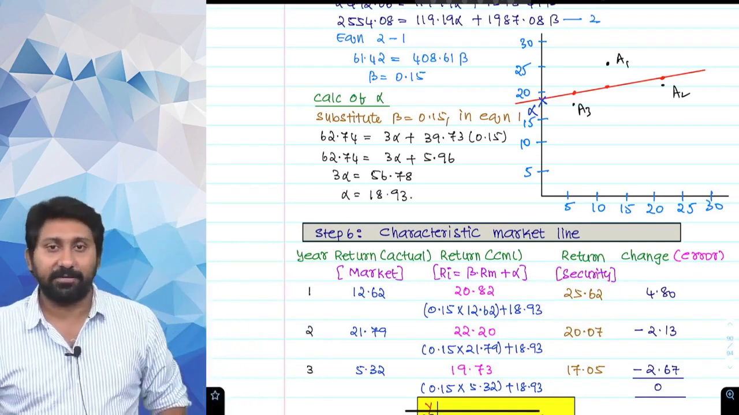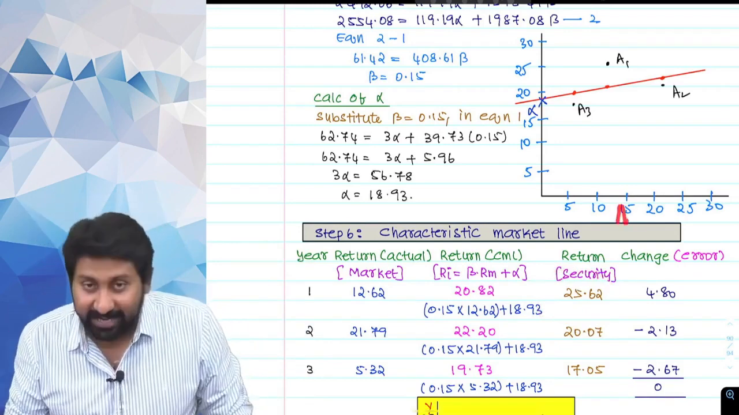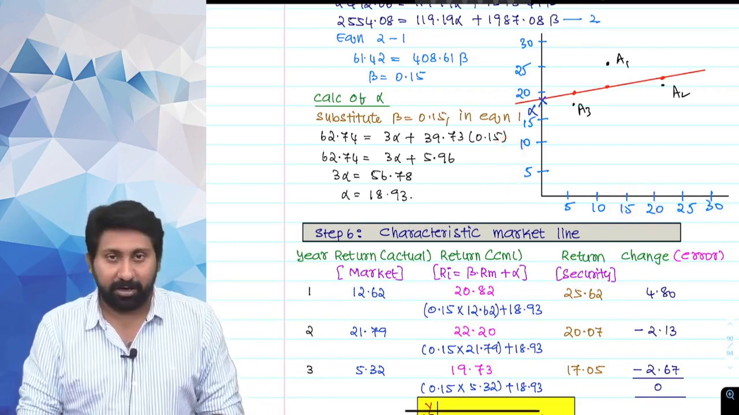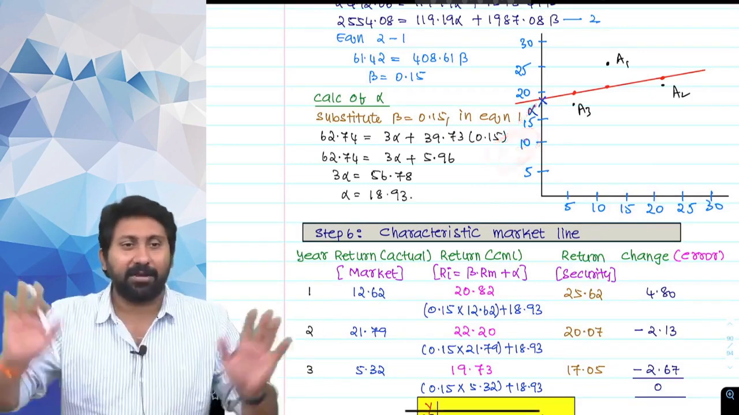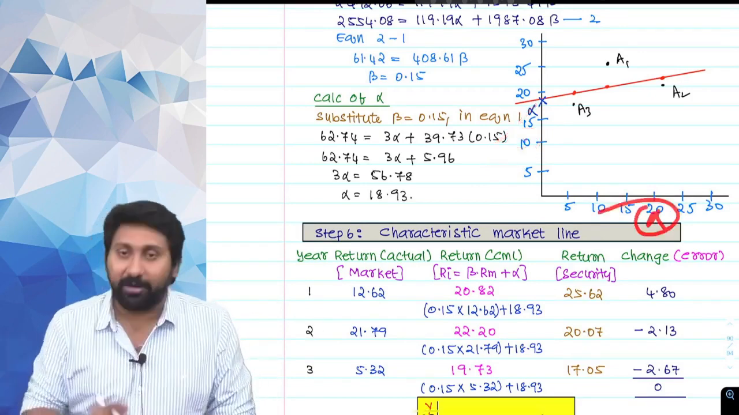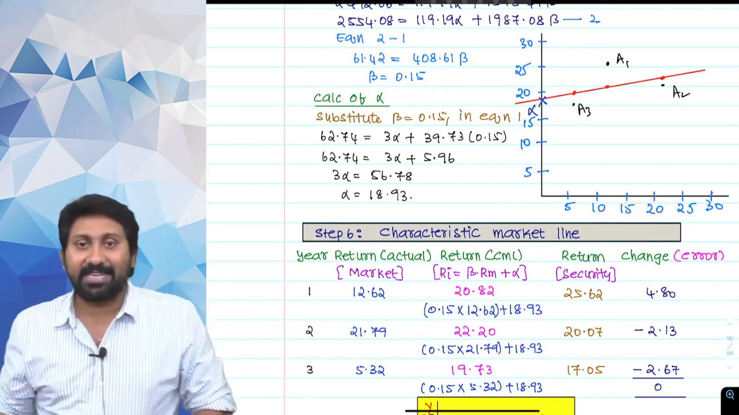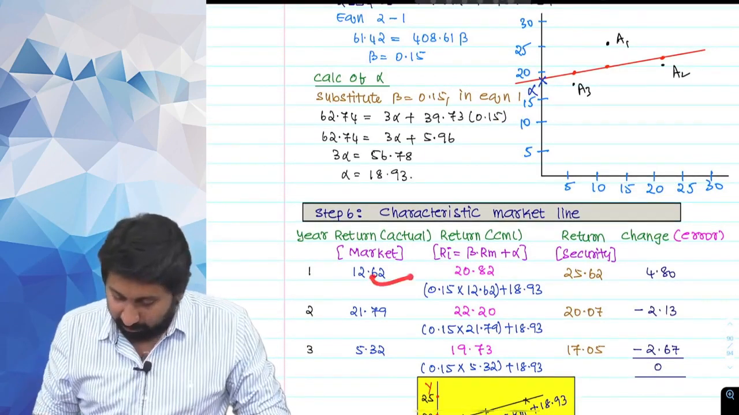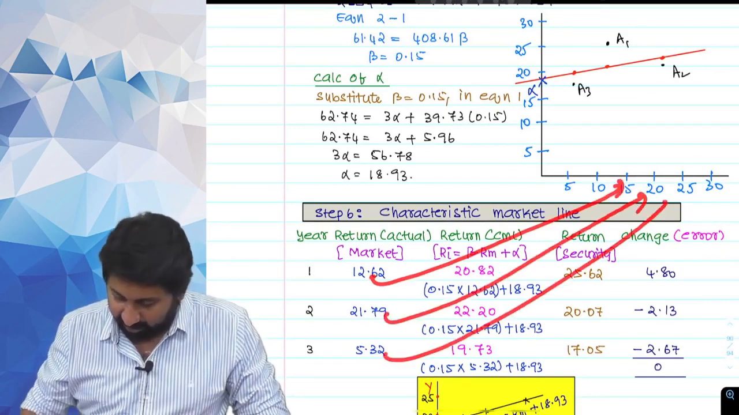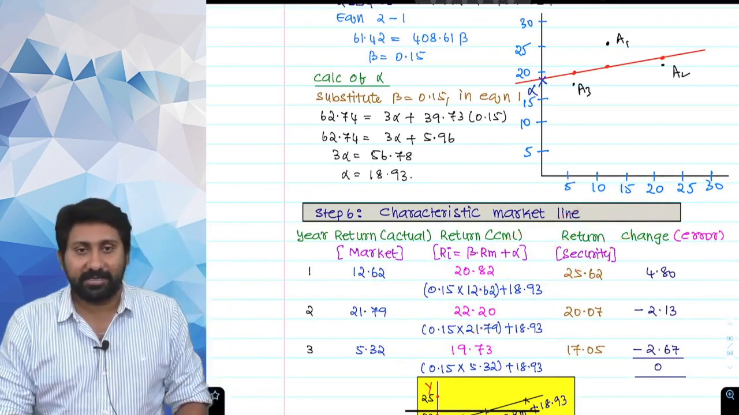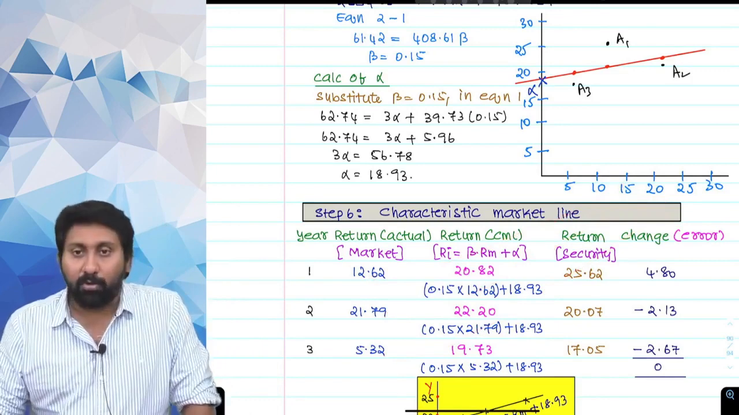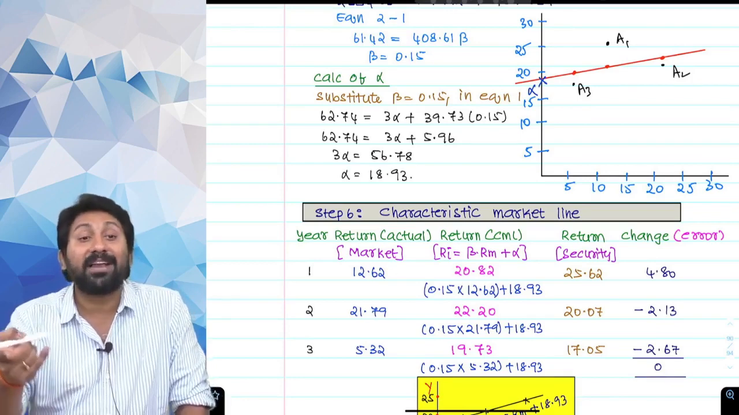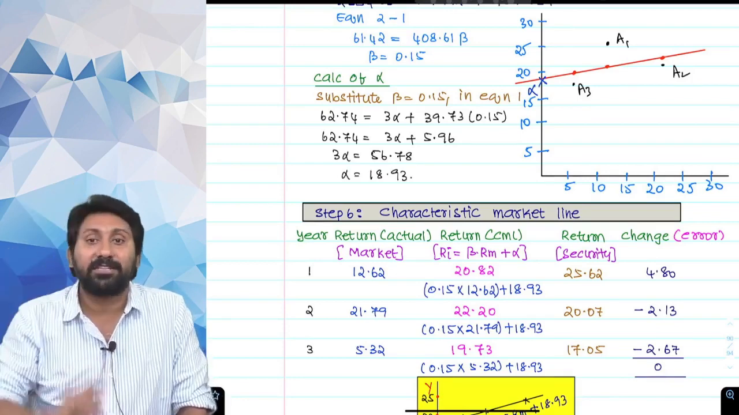I didn't understand? I will explain this way. On the x-axis, what do you have to take? Market. On the y-axis, what do you have to take? Security. Sir, the y-axis security is done, always correct. What you are taking on the x-axis has become a problem. On the x-axis you have to take the market as a base. So 12.62, 21.79, 5.32 you should take on the x-axis. Yes or no? Oh, yes. Now, when you take the market as a base, you should only consider the market-related return on the security side.